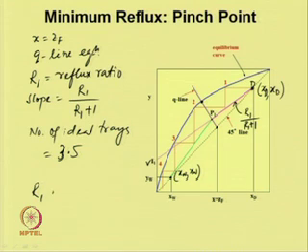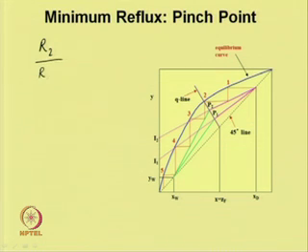Suppose we decrease the reflux ratio, so R1 is decreased. What will happen? The slope will be R2 by R2 plus 1, so the slope will decrease. Suppose the operating line meets the Q line at point P2. So, the slope decreases, but the intersection point on the y axis increases to I2. So, this operating line slope is R2 divided by R2 plus 1. Then we can step off and we see that the number of trays required increases because the driving force between the operating line and the equilibrium line decreases.